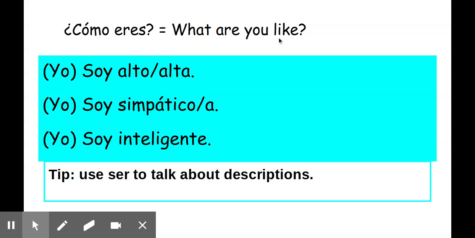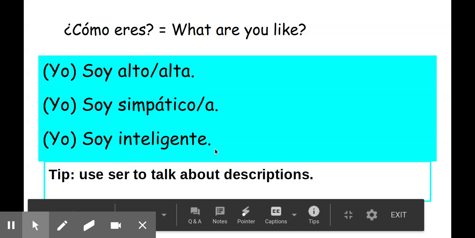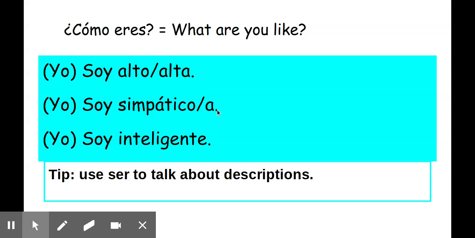¿Cómo eres? What are you like? This is a description. So we use the verb ser, soy, eres, es, somos, son, to talk about what we are like. Yo soy alto. I am tall. This would be for a male. Yo soy alta, female. Yo soy simpático. I am nice, male. Yo soy simpática, if you're a female. Yo soy inteligente. Notice here, this is gender neutral. It ends in an E, so we don't have to worry about changing it for gender like we did with the other two.